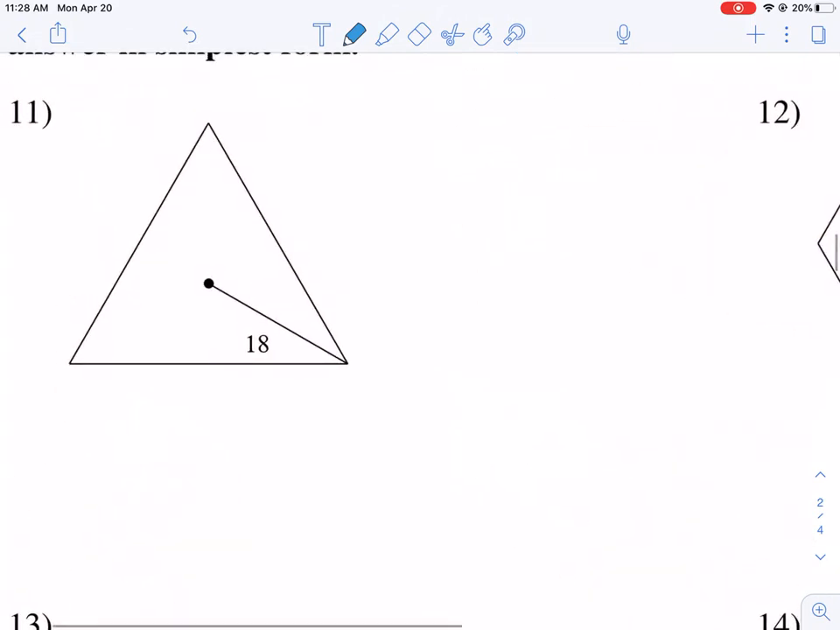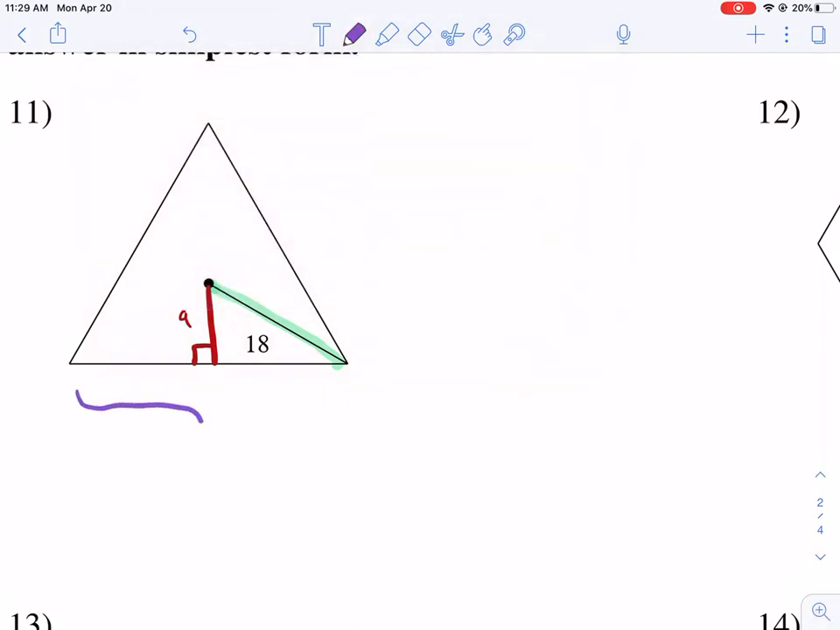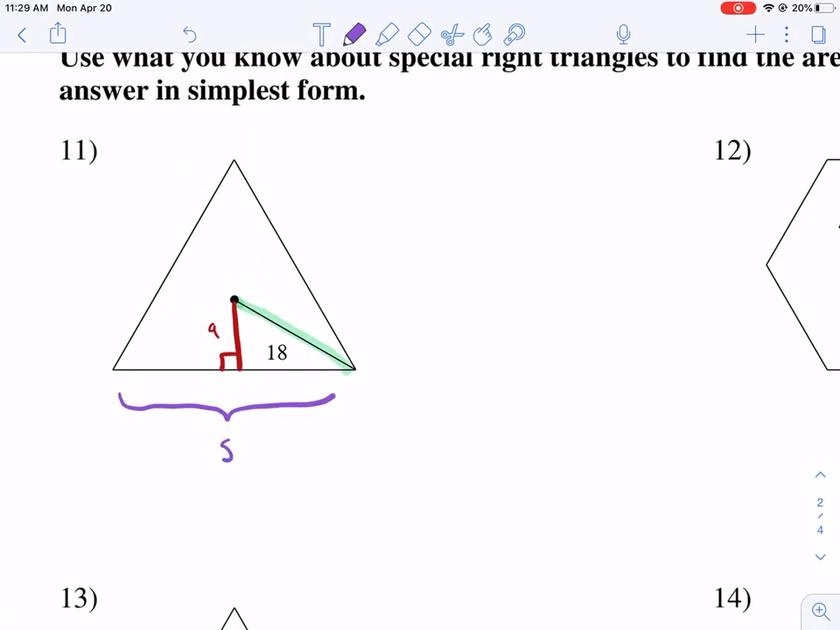So here's the deal. We have this distance here, but that is not the apothem. Notice how it is not perpendicular to the side. So we really want that distance there, but we don't know what it is. We are also missing another key piece of information, and that is the side length. So we're missing some very important things here.